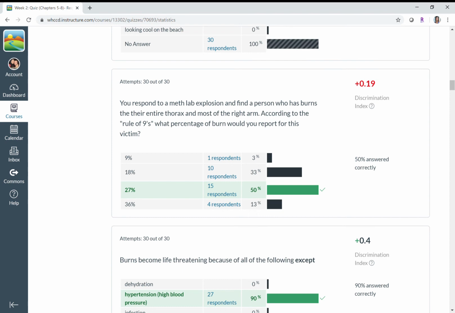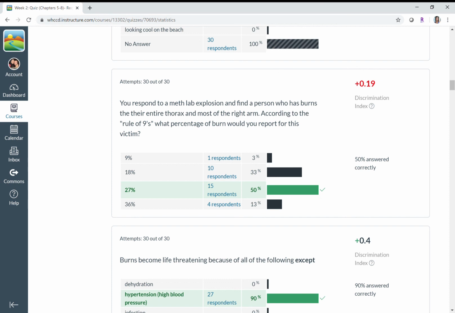I'm not sure where the confusion on this was, but I think what happened was that you guys were counting, most of you, let's see, 50% of you got it right, so I guess the other 50% of you, the ones who got it wrong, I think you're thinking that the thorax is 9%, and the arm being at 9%, making it 18. But the thorax actually is such a large area that we do half of the thorax is 9. So upper thorax, or maybe the left thorax versus the right thorax. So I think that's where the confusion was.